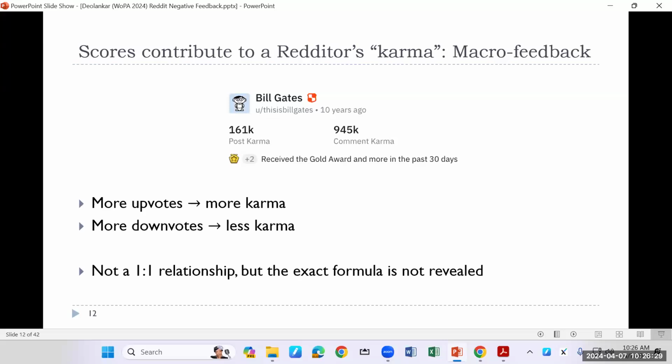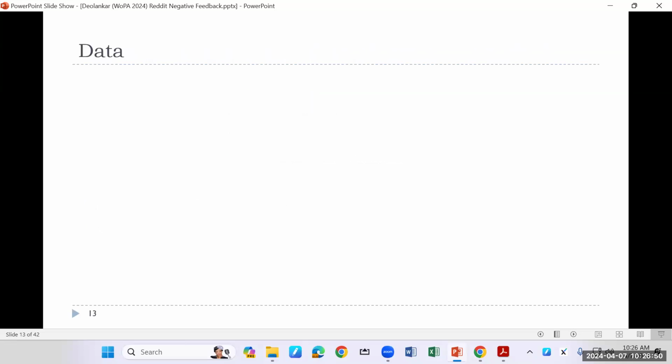Now, Reddit does not tell us how exactly the score of each individual content contributes to karma, but they tell us that it's a monotonic relationship, meaning the more upwards your content accumulates, the higher your karma, the more downwards your content accumulates, the lower your karma. So over time, you can imagine that karma can fluctuate in both directions, up and down. Okay. Now that we know a little bit about Reddit, let's understand our data.